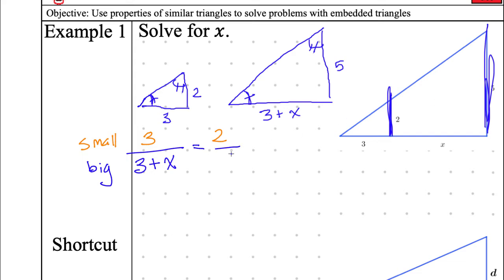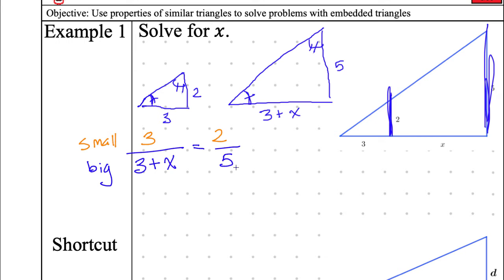Thank you. Just making sure that everyone can follow Jose's work. I'm saying that the small bottom triangle is equal to the big bottom. The small 3 is equal to the big 3 plus x. And then that's equal to the small triangle 2 to the big triangle 5, the corresponding parts.